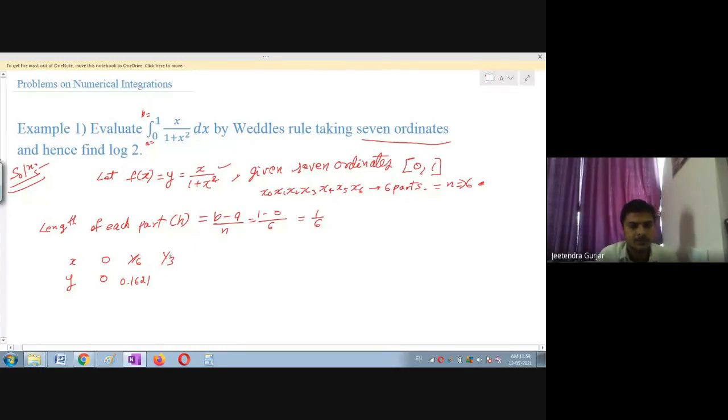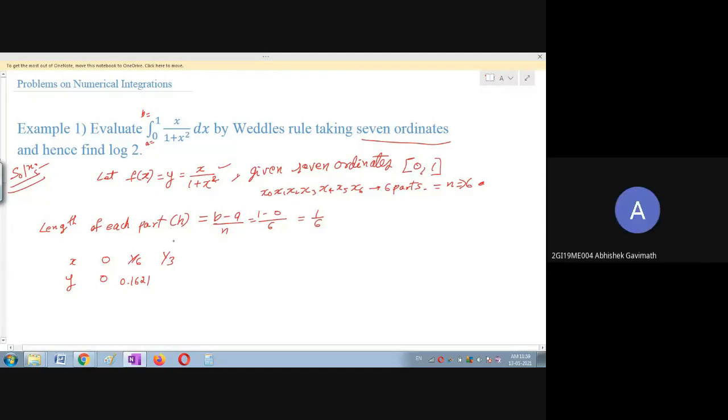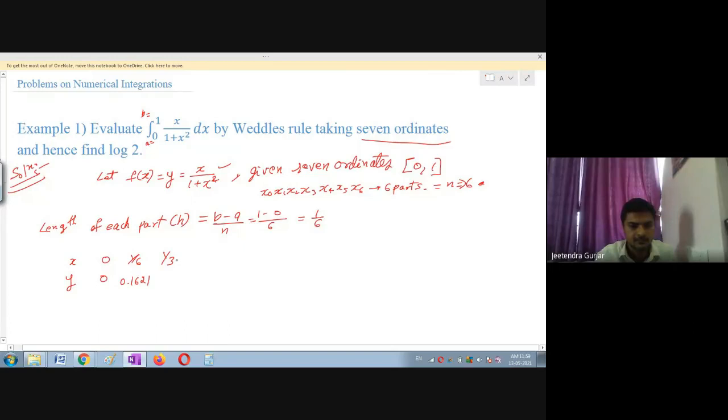Substitute in this formula, students. What you will get, just see. 0.3. Yes, it is 0.3. I think everyone has got to know how you are going to simplify this.